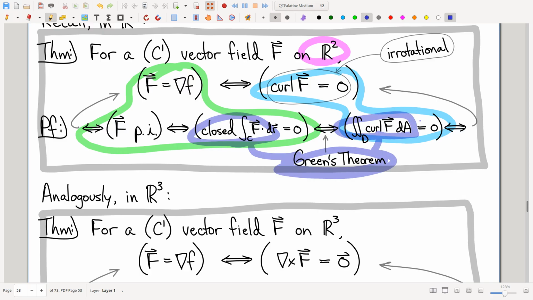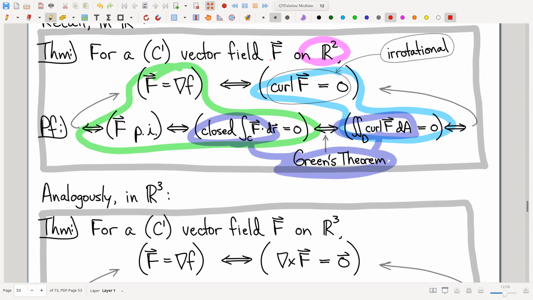So having done that, here's our local test. If you want to know if your vector field is path independent, if your vector field's a gradient, compute the curl, see if you get zero. That answers the question. Okay, so that's our local test.